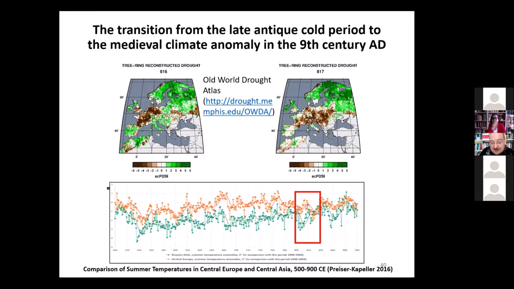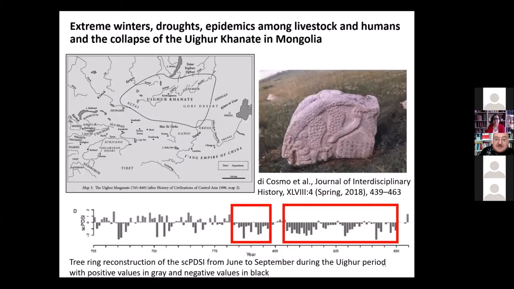And we find these climatic variations in various proxy data, also from tree rings. We have a sequence of droughts, then of very cold winters, then of very wet summers again. So a high frequency of extremes, not only in Europe, but also in other parts of Afro-Eurasia. This is from a recent article by Nicola di Cosmo and his colleagues, where they were also able to identify on the basis of Chinese sources and of natural scientific proxy data that we have a similar higher frequency of such weather extremes, for instance, in the Mongolian steppes, where extreme winters and droughts contributed to the outbreak of epidemics among livestock and humans and contributed to the collapse of what was then the Uyghur Khanate, the predominant power in the steppes since the mid-8th century.